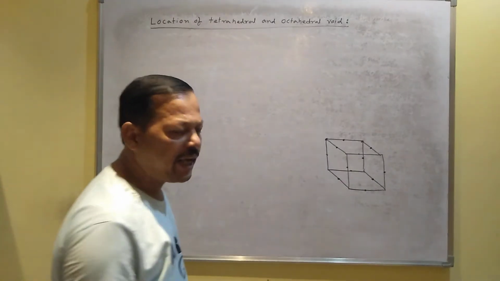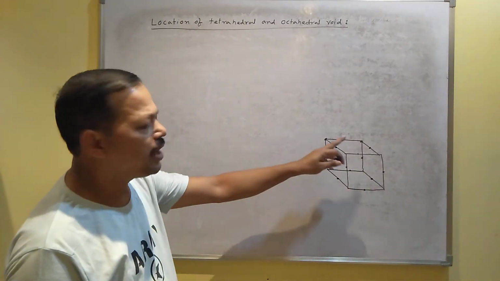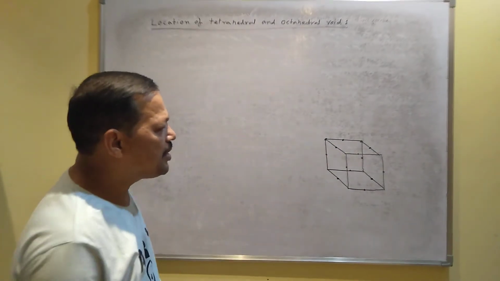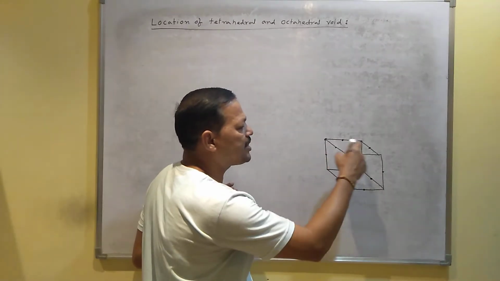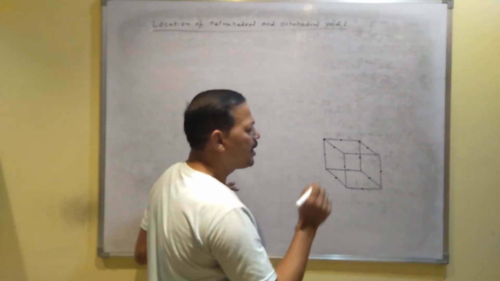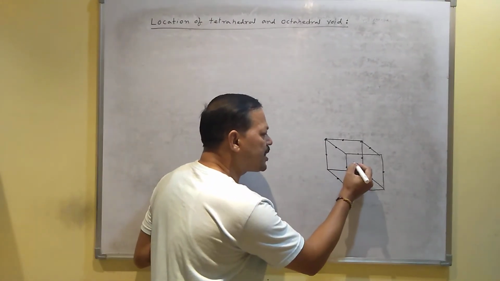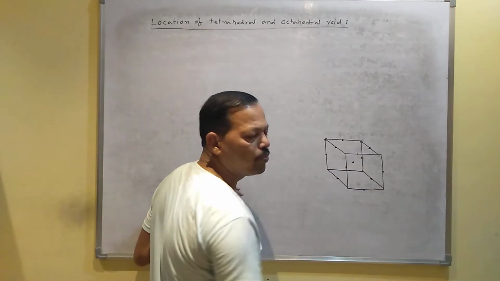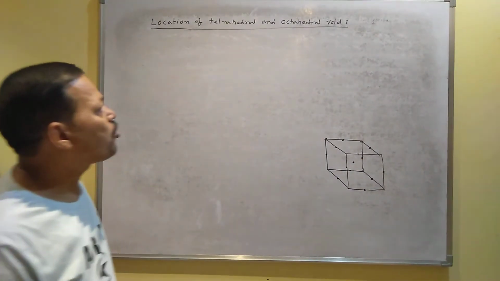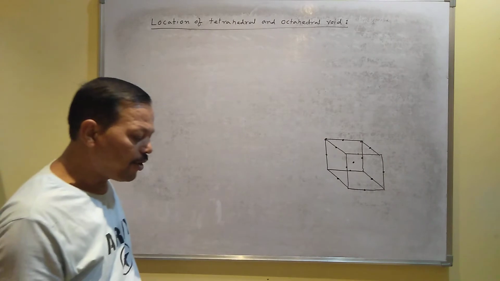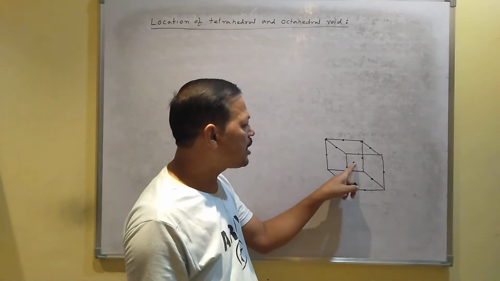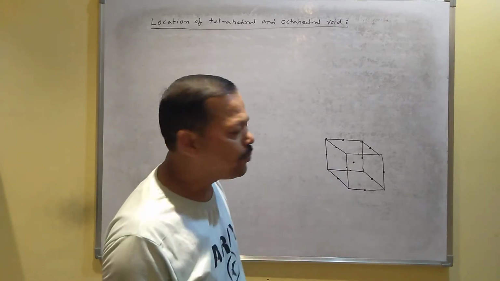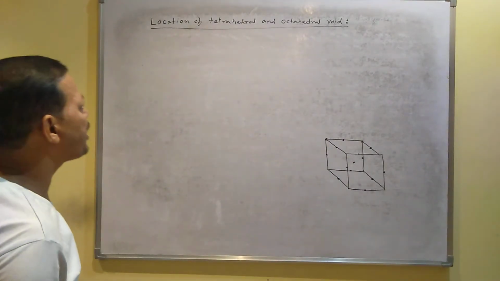Every edge center contains one octahedral void. These are the positions of octahedral voids. Octahedral voids are present at the center of all edges, and one octahedral void is present at the center of the cube. Octahedral voids are present at the center of the edges, and one octahedral void is present at the body center. This is the location of the octahedral void.